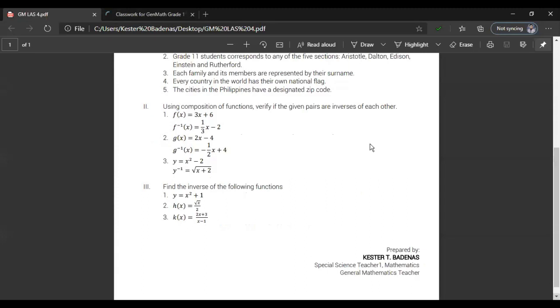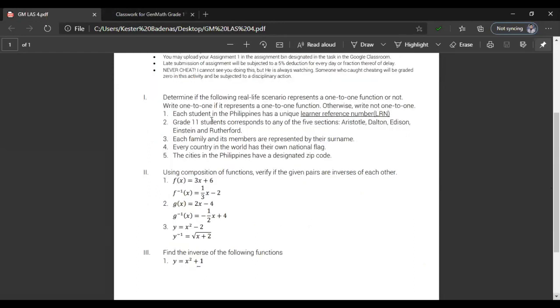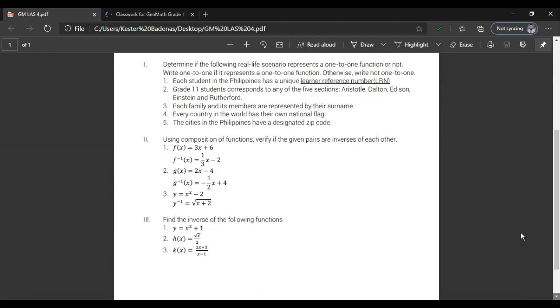So for number 1, you need to determine which of the following real life scenarios represents a 1-to-1 function or not. Ayan, nandiyan na yung instruction. Write 1-to-1 kapag siya ay 1-to-1. Kapag hindi, not 1-to-1. So, 5 items yan.